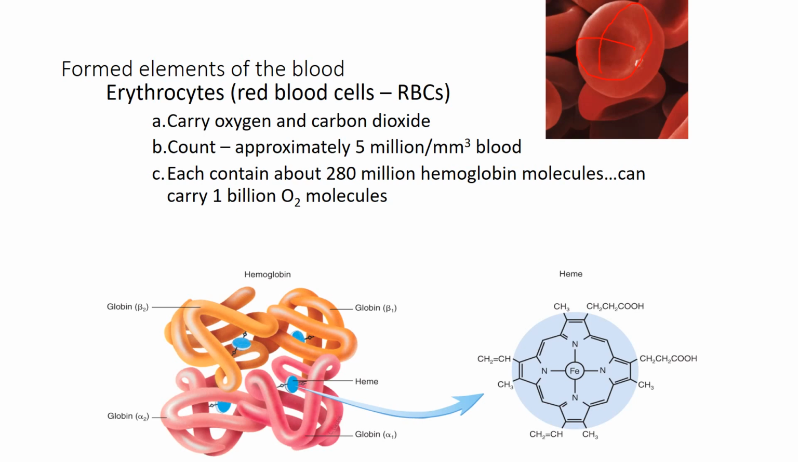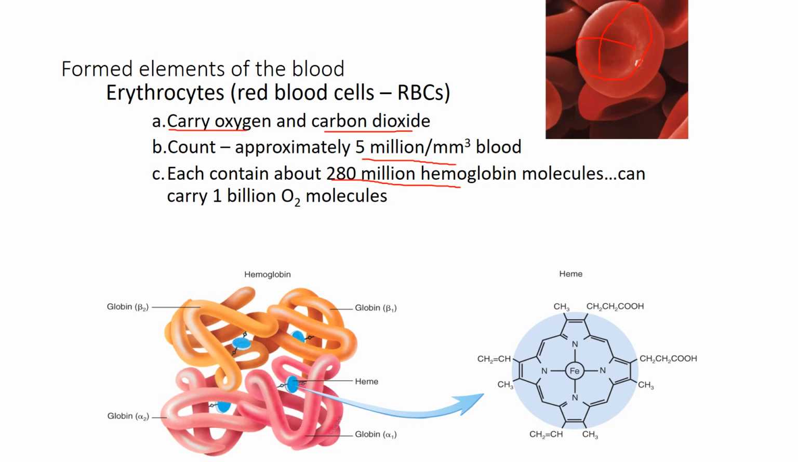Red blood cells lack a nucleus, mitochondria, and other organelles. However, their main function is to carry oxygen and get rid of carbon dioxide. We have about 5 million red blood cells per cubic millimeter of blood, and each red blood cell contains about 280 million globin molecules, which allows one erythrocyte to carry 1 billion molecules of oxygen.